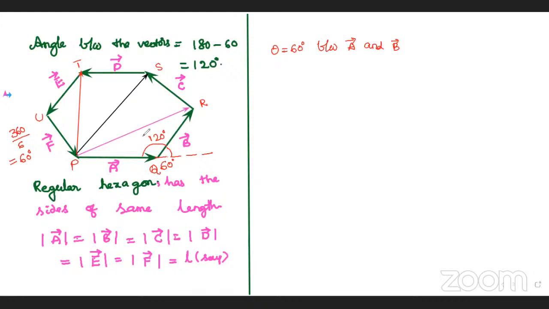The angle between the two vectors is 60 degrees, and their magnitudes are equal. Two vectors of equal magnitude making an angle of 60 degrees: the resultant of those two vectors is root 3 times the magnitude of any one. Remember this one, all of you? This is a shortcut I think I gave in Saturday's class.